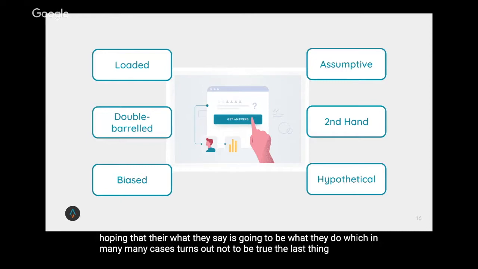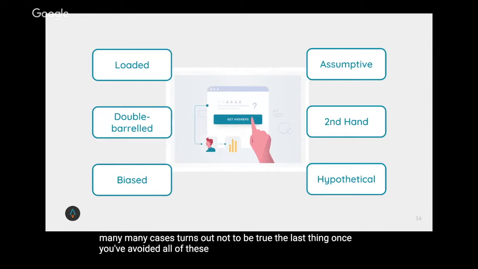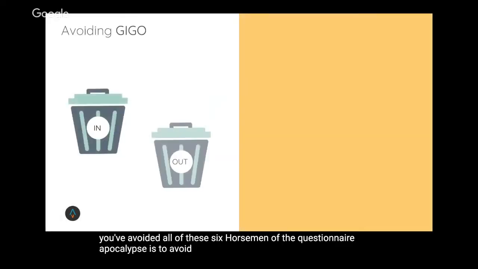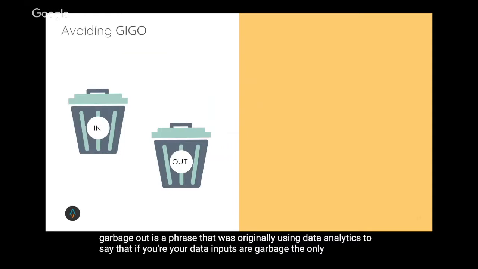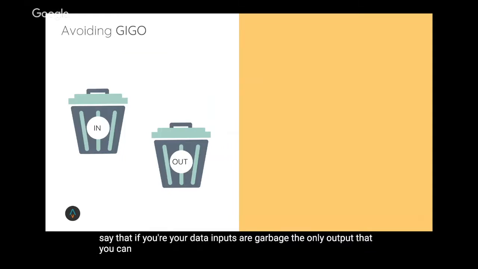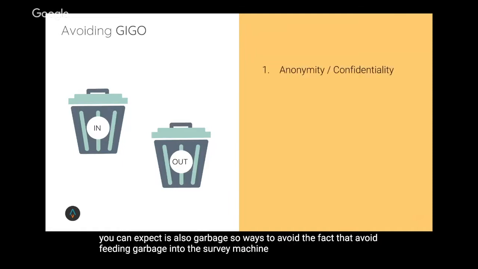The last thing, once you've avoided all of these 6 horsemen of the questionnaire apocalypse, is to avoid garbage in, garbage out. So garbage in, garbage out is a phrase that was originally used in data analytics to say that if your data inputs are garbage, the only output that you can expect is also garbage. So ways to avoid feeding garbage into the survey machine would be number 1.